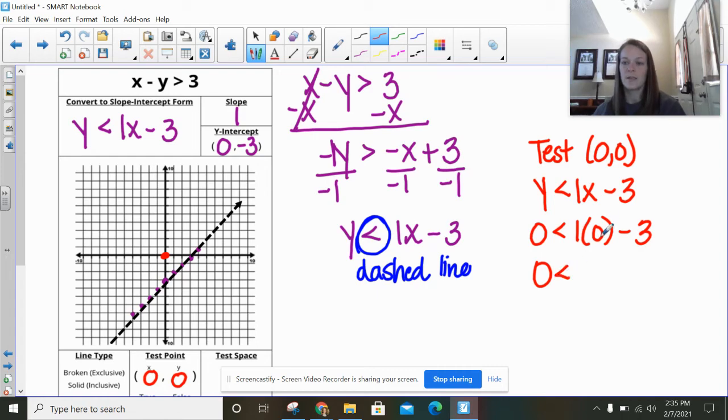1 times 0 is 0, minus 3 is negative 3. Is 0 less than negative 3? Okay, and so that would be a false statement here. Right, 0 would be greater than negative 3. So here's my 0, 0. It is false, so I will shade on the opposite side of the line.